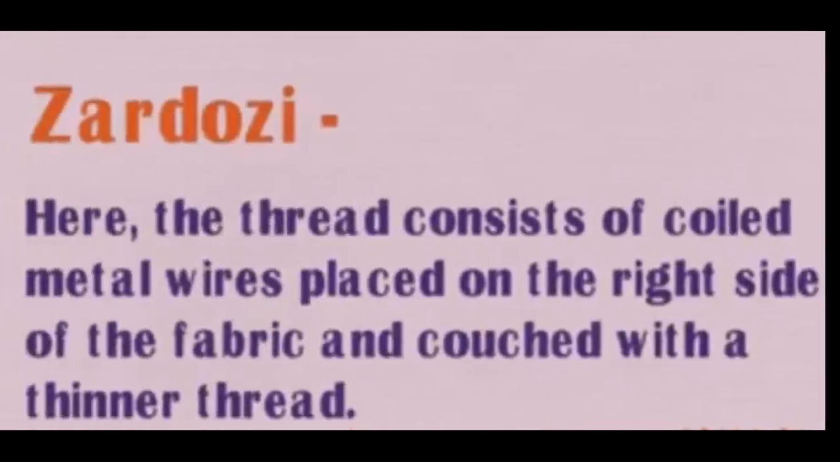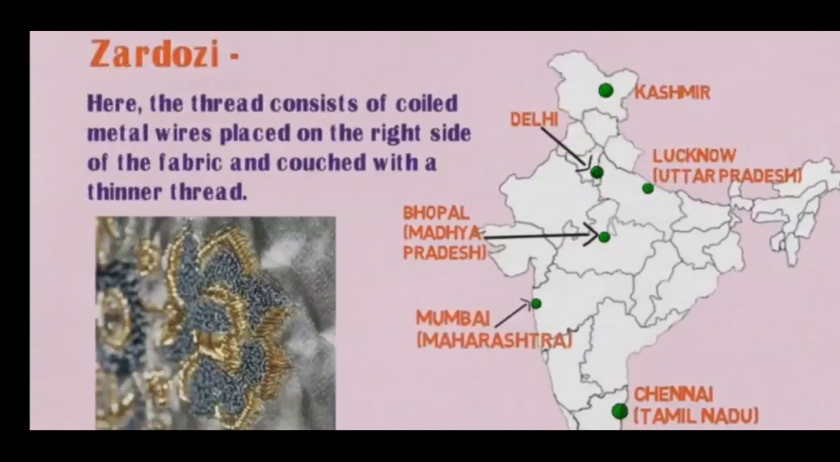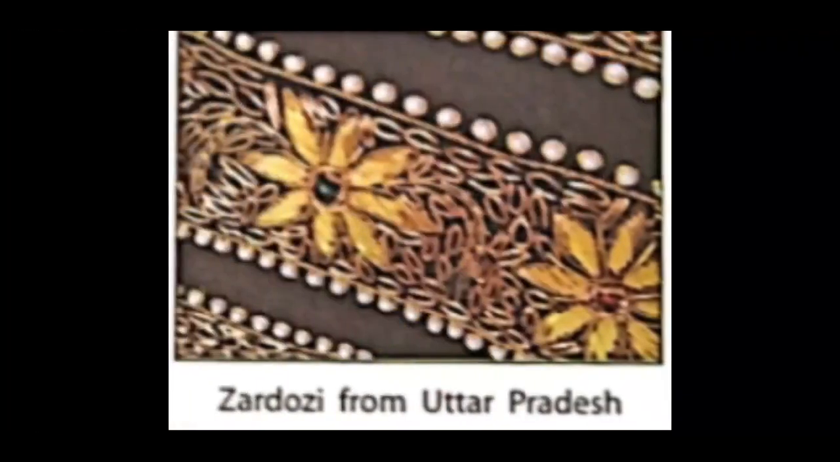Zardozi embroidery. In Zardozi embroidery, the thread consists of coiled metal wires placed on the right side of the fabric and couched with a thinner thread. On the India map, you can see Zardozi is famous in Kashmir, Delhi, Lucknow, Bhopal, Mumbai and Chennai, but mainly famous in Uttar Pradesh.